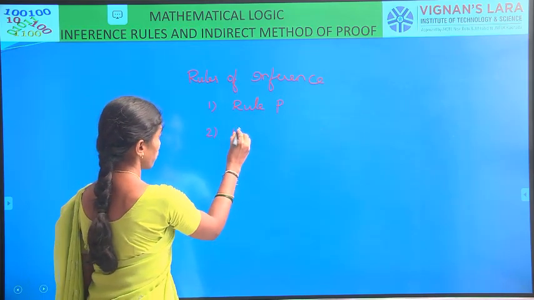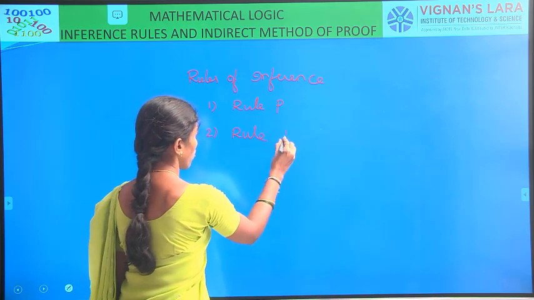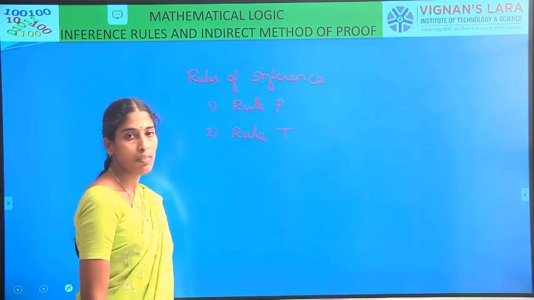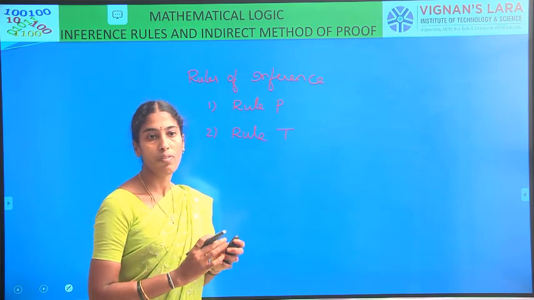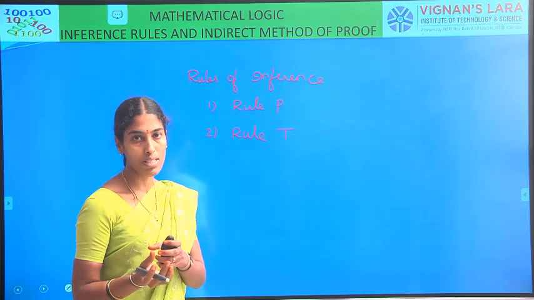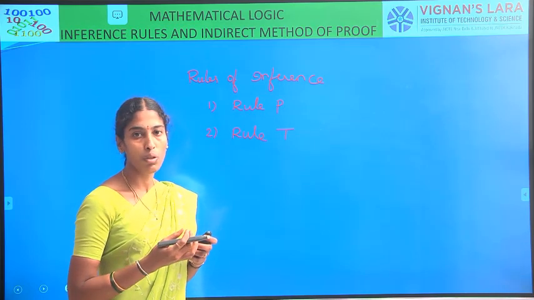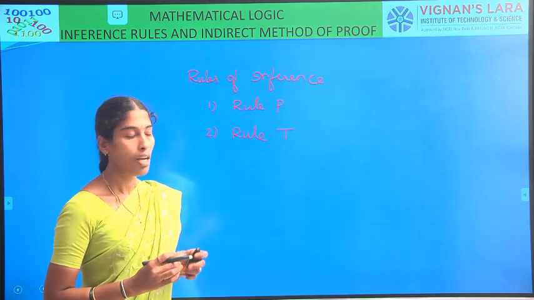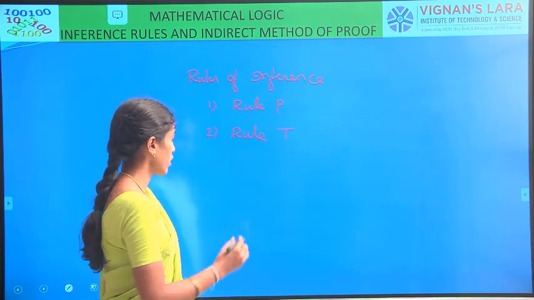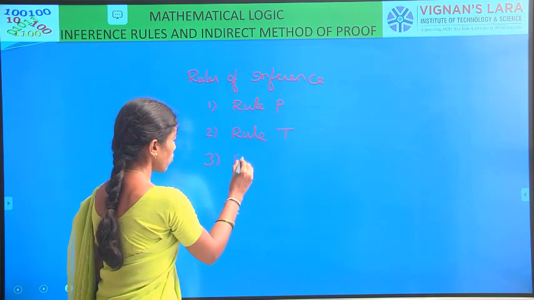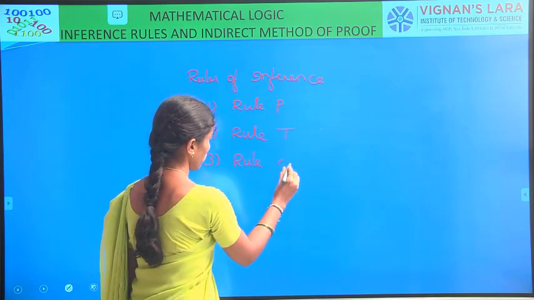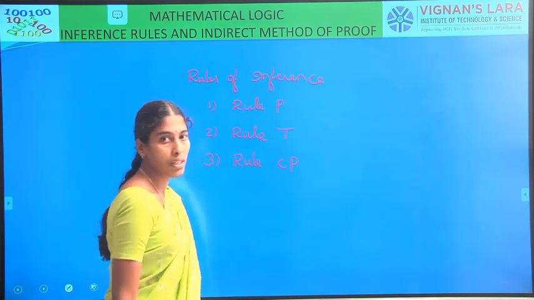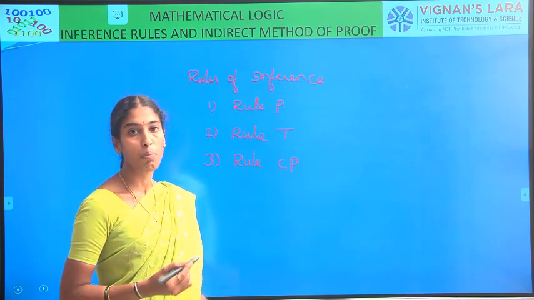Second one, rule T. By using the given set of premises, suppose we derive a new premise and again reuse the new premise in the derivation part, we say that that is rule T. Third rule is rule CP, we call it conditional proof.